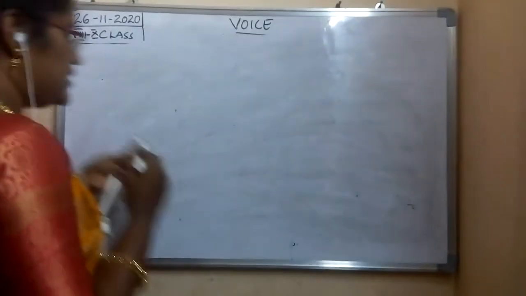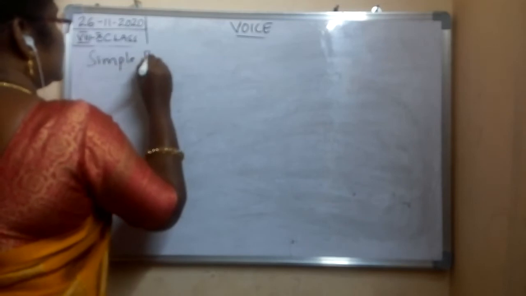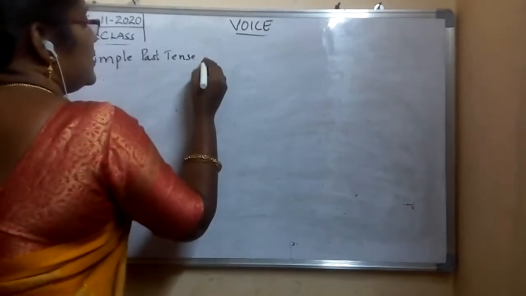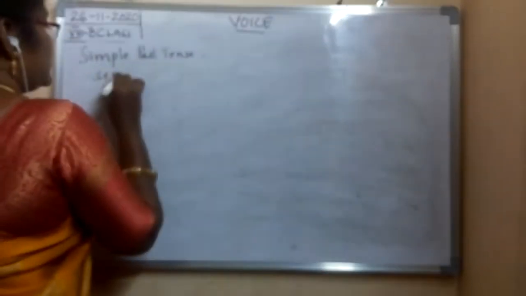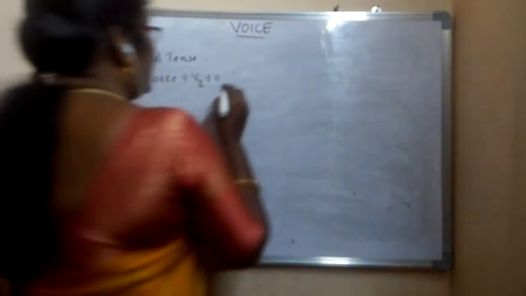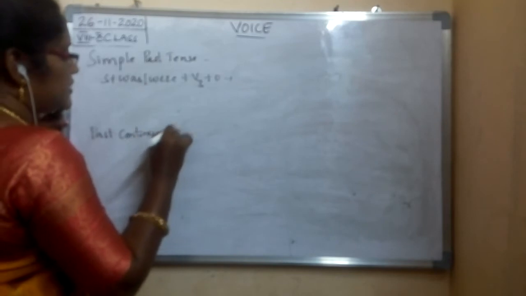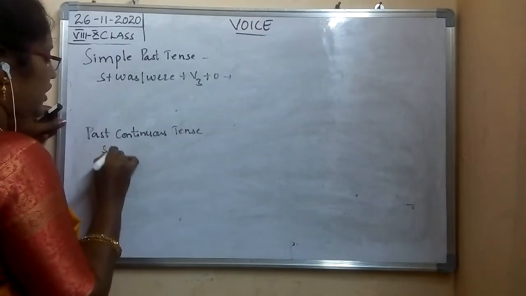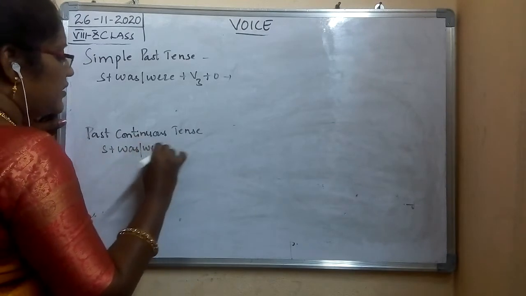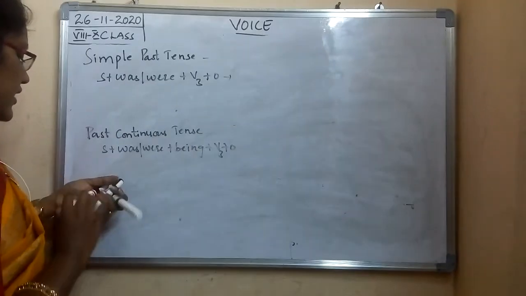Now, next one is what? Simple past tense. Okay, simple past tense. So here the structure is subject plus was or were plus V3 plus object. Okay, this is the structure. Now here you can write. So before that I will write all the structure. Then past continuous tense. Past continuous tense. What is the structure here? Subject plus was or were plus being plus V3 plus object. Okay.